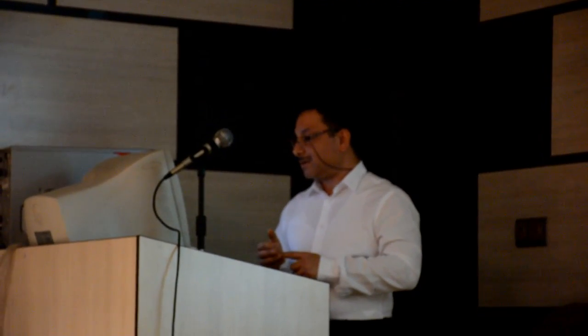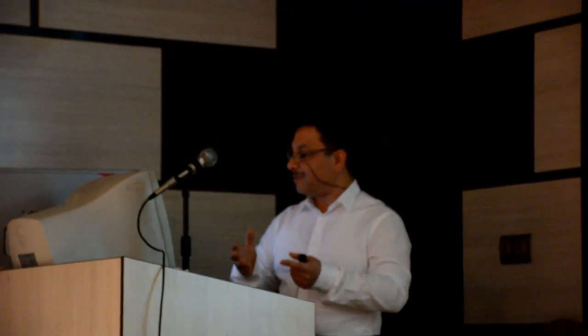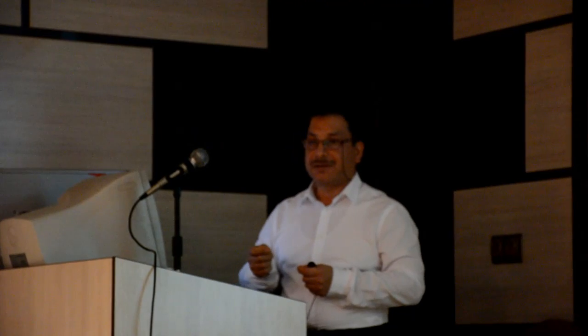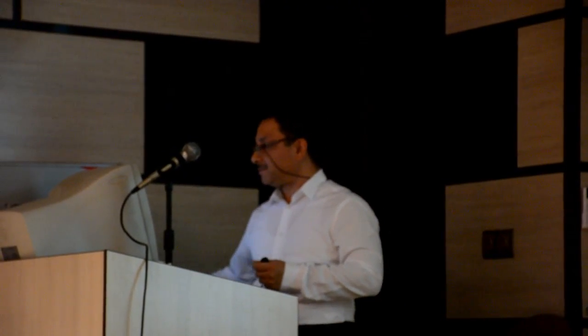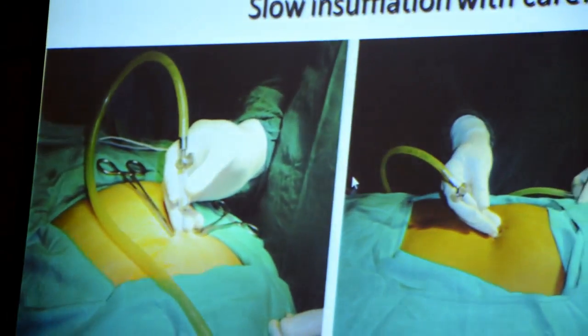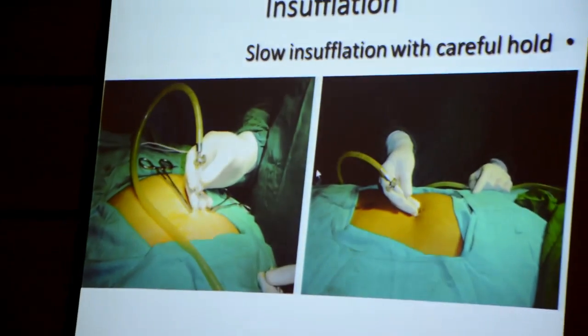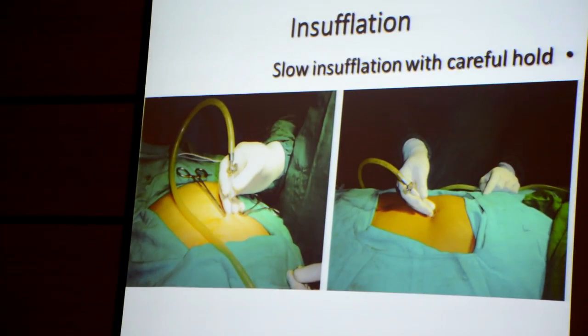And if we are sure that we are inside the peritoneum and the gas flows easily, we can increase the flow up to 2.5 liters per minute. Otherwise, if you increase the insufflation rate rapidly, the patient may become bradycardic, and there is a risk of hypothermia.